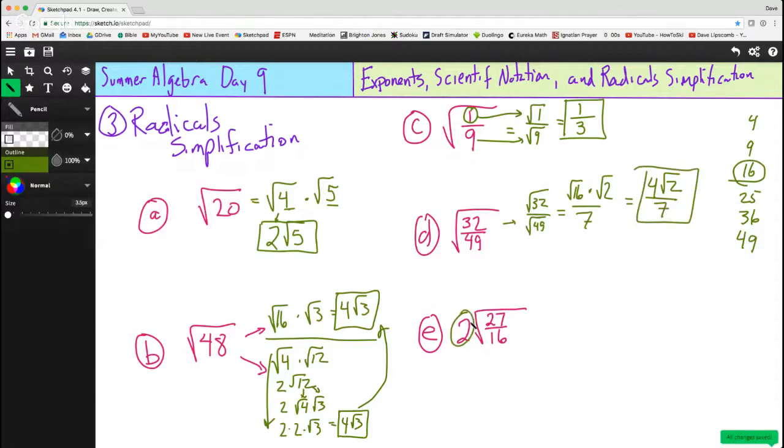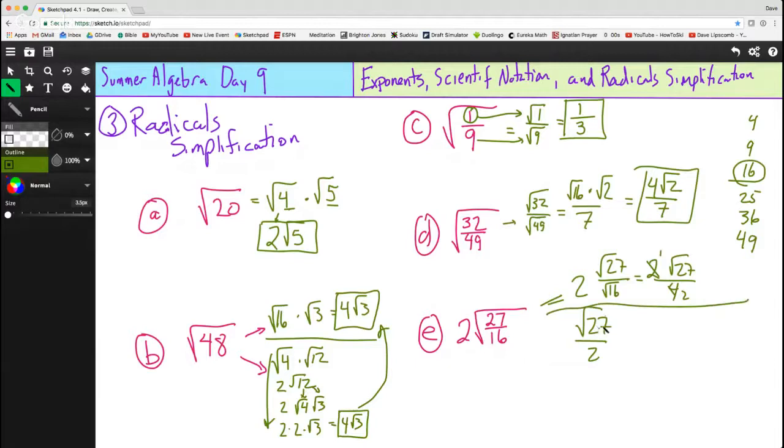Down here, I have this 2 on the outside. I don't want to lose it, so we're going to keep that here. And then we're going to split our radical into 2 fractions. And so here we get 2 times the square root of 27 over 4. I can cancel these and get a 2 on the bottom, 1 on the top. So now I have the square root of 27 over 2. Well, the square root of 27 still isn't done because I can take a 9 out of that. So that's the square root of 9 times the square root of 3 over 2, which is equal to 3 root 3 over 2.